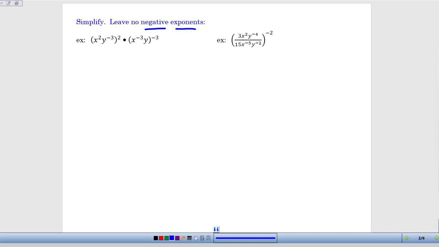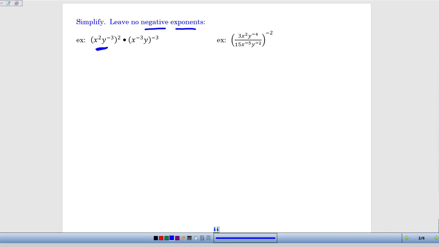And so for starters, on this first example, I'm going to start inside each of the sets of parentheses and make it so that the exponents on the inside are all positive. I generally try to make it so that the exponents are positive whenever possible. That's where we eventually have to end up anyway, according to the directions, so we might as well start inside the parentheses and work our way out.